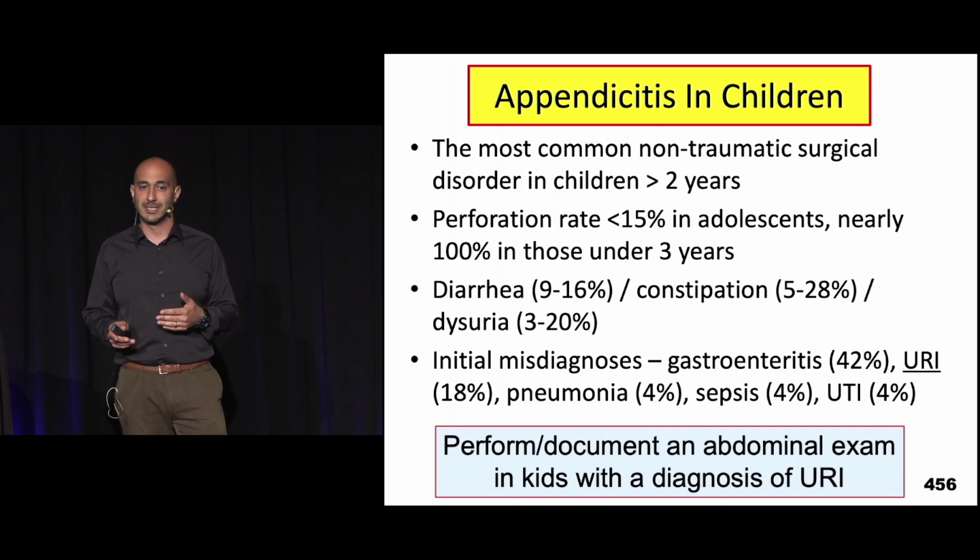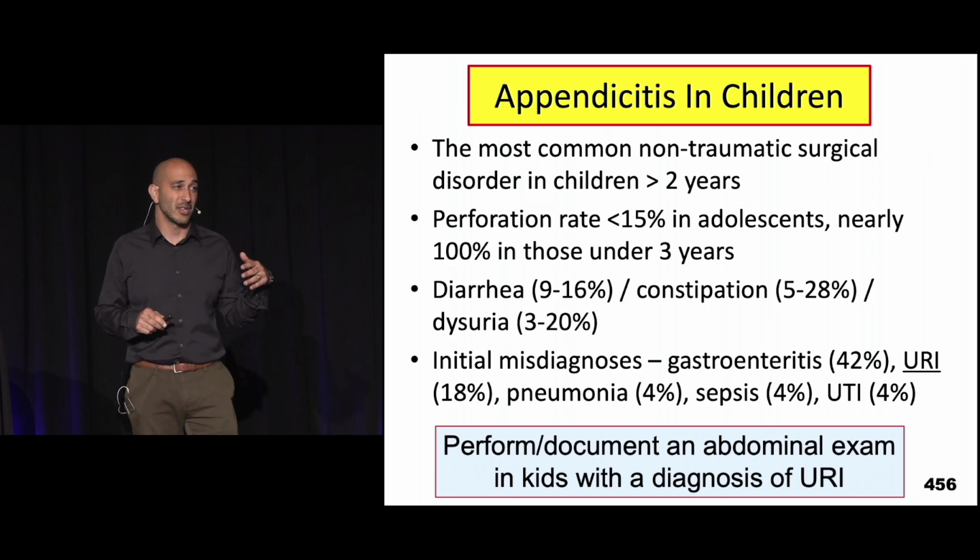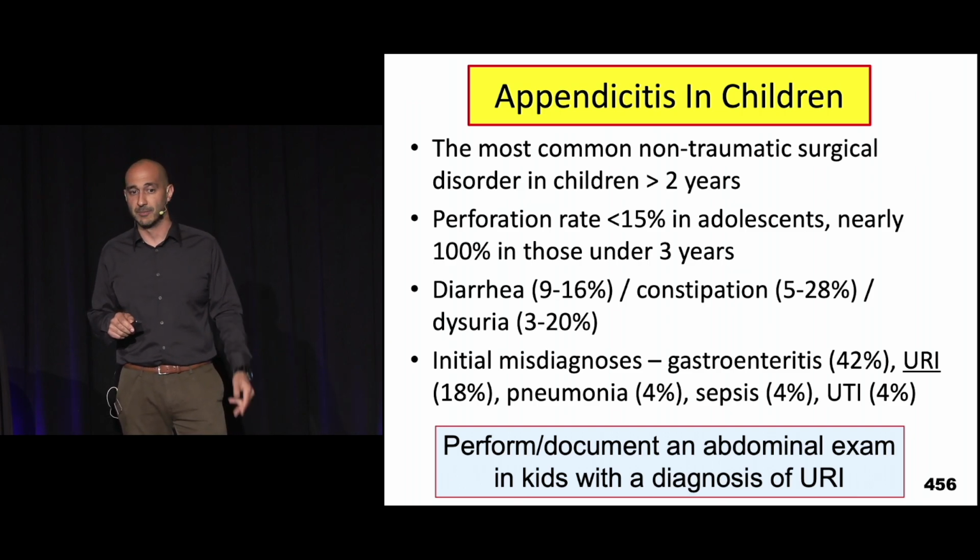Now, in children, some of the things that could be tricky. Number one, you can see here that the perforation rates are pretty low in adolescents. In young kids, almost all these kids are at high risk for perforation. And then they come in with all these other features that confuse us. They come in with diarrhea, constipation, some dysuria. These are confusing symptoms that make you think acute gastroenteritis, UTI, other types of things. However, always be careful to not anchor on other things if they have that right lower quadrant tenderness.